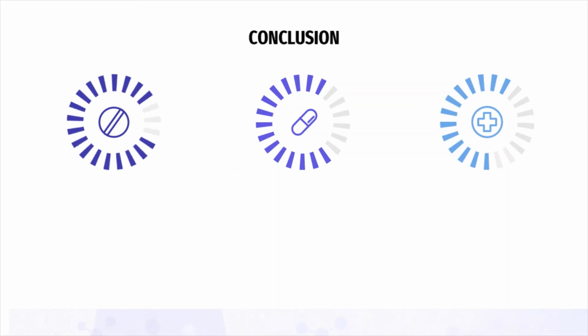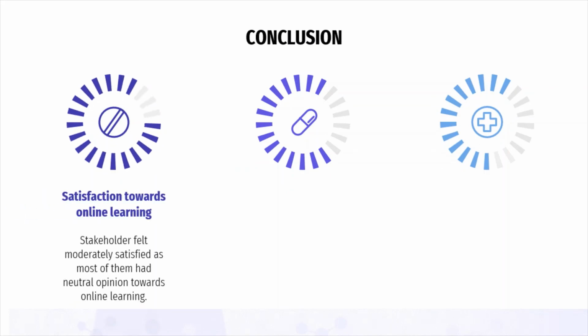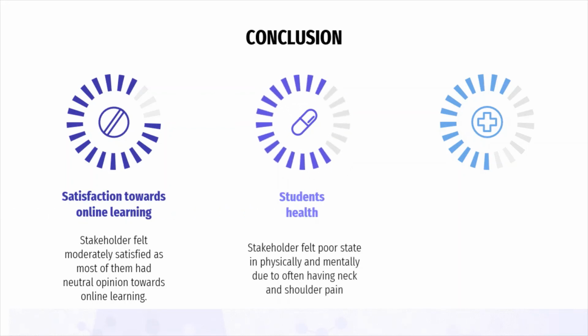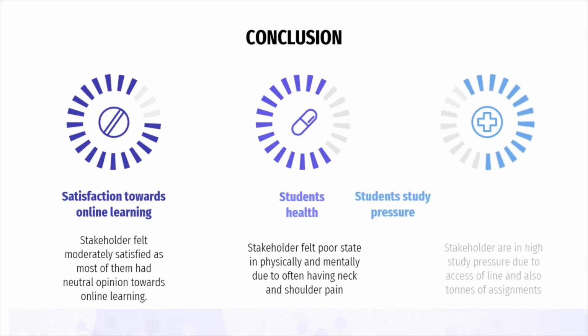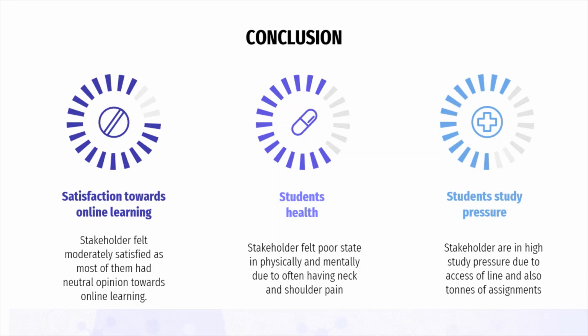For the conclusion, we can see that for the satisfaction towards online learning section, the stakeholders felt moderately satisfied, as most of them had a neutral opinion towards online learning. Next, for the students' health section, the stakeholders felt a poor state physically and mentally due to often having neck and shoulder pain. Last but not least, for the students' study pressure section, it seems the stakeholders are under high study pressure due to internet access and also tons of assignments.